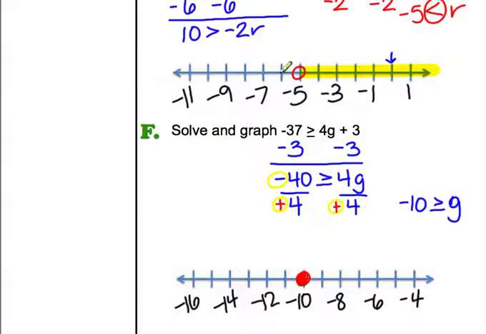If I test my point, let's go with negative 15, and I'm going to check it in two places. Negative 10 is greater than or equal to negative 15, so I think I'm right. Then I can also check it in my original inequality. If I put it in here, I would have negative 37 greater than or equal to 4 times negative 15 plus 3. 4 times negative 15 is negative 60. Negative 60 plus 3 is negative 57. Negative 37 is greater than or equal to that, so we know we shaded correctly.